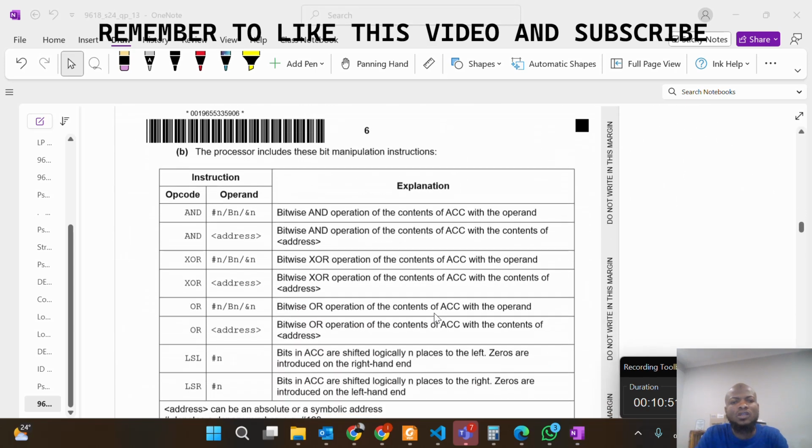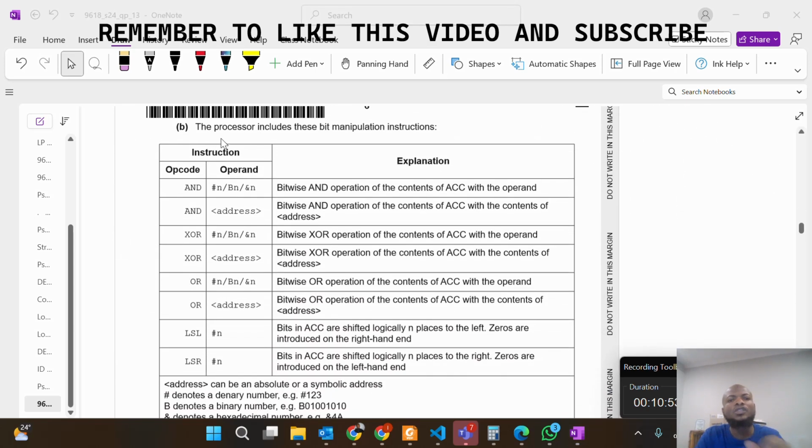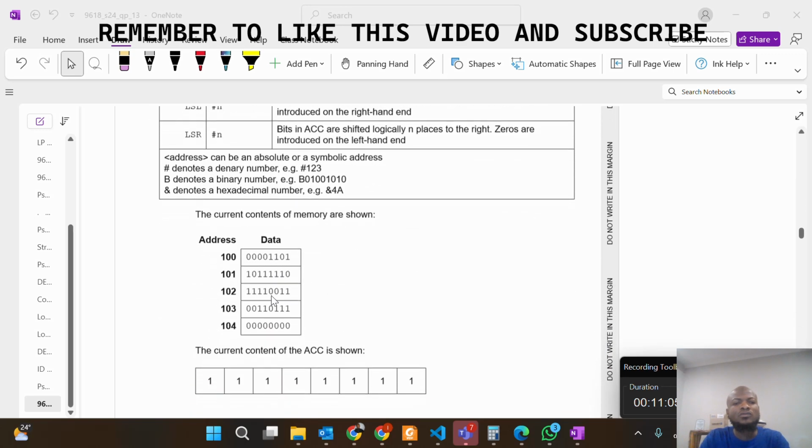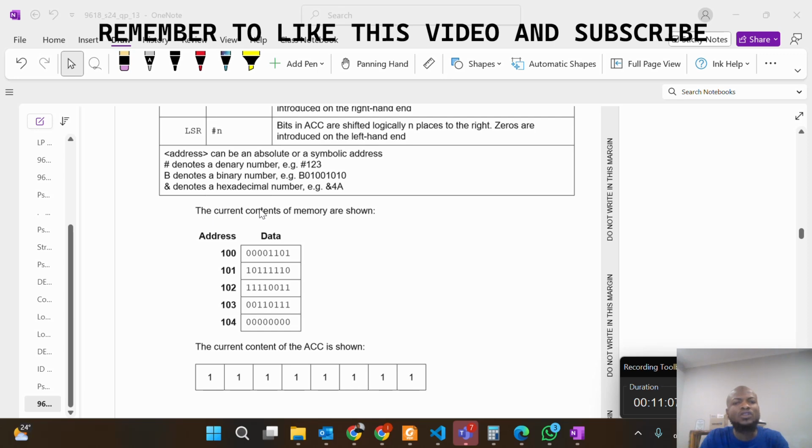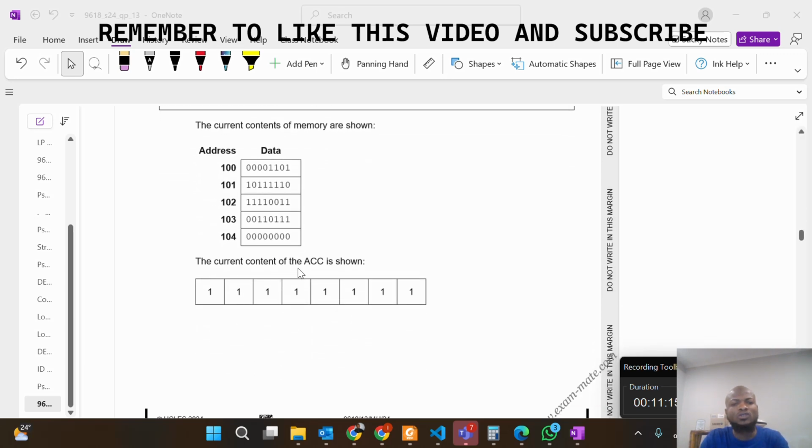So now to the next question. The processor includes these bit manipulation instructions. The instruction and explanation. So these are the bit manipulation instructions. The current content of memory are, these are the addresses and these are the data in the memory. The current content of the accumulator is shown. So this is the content of the accumulator.